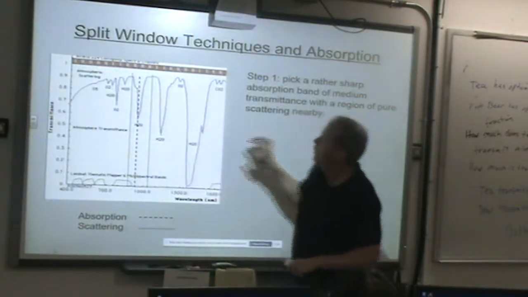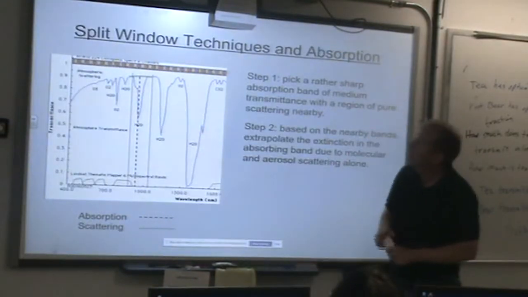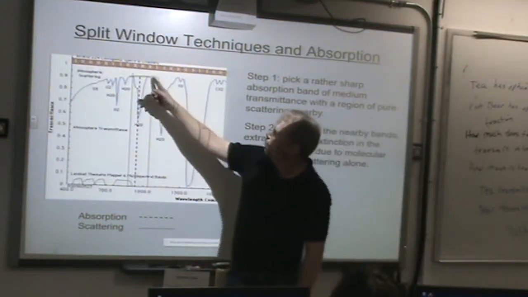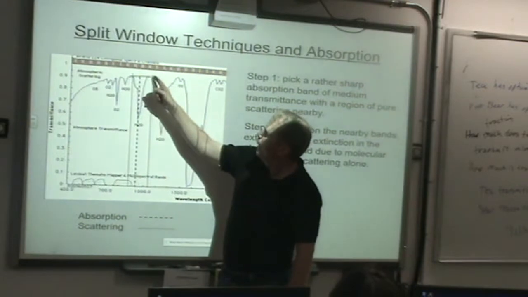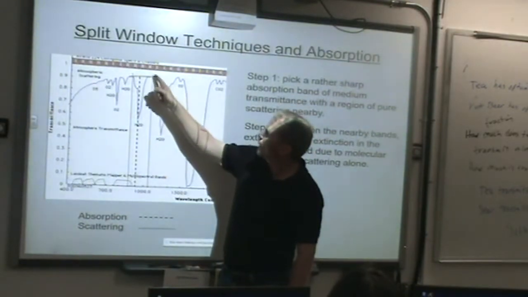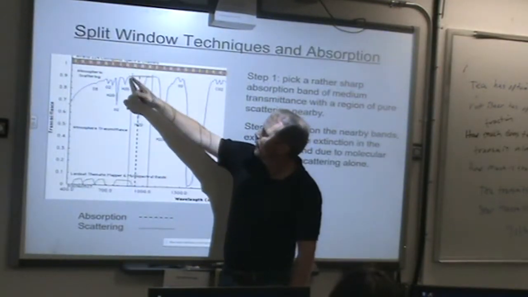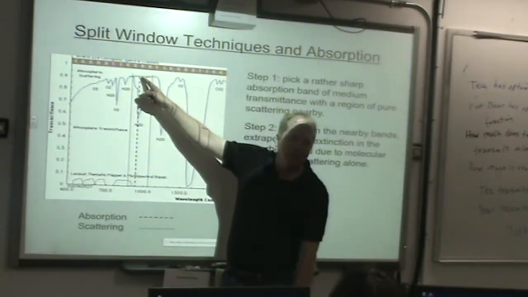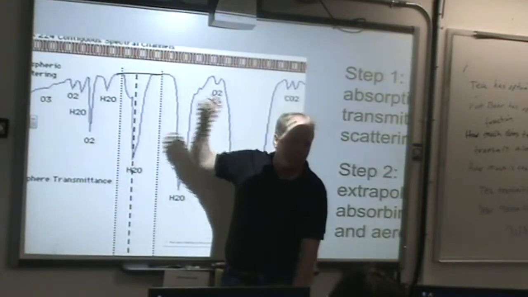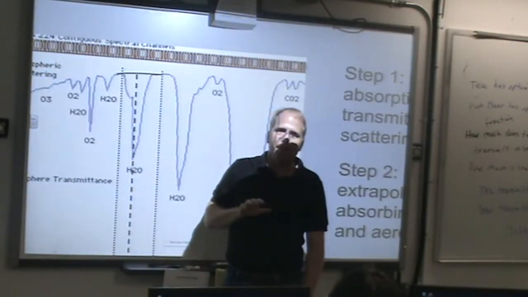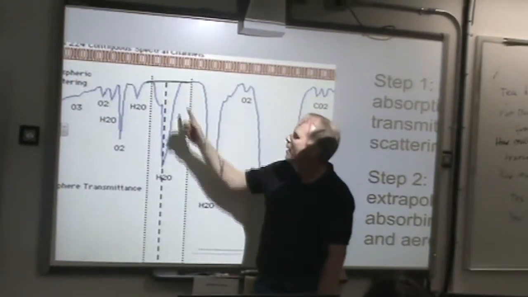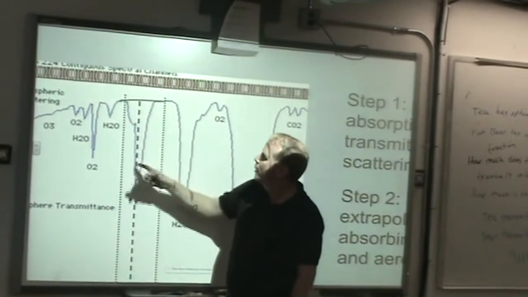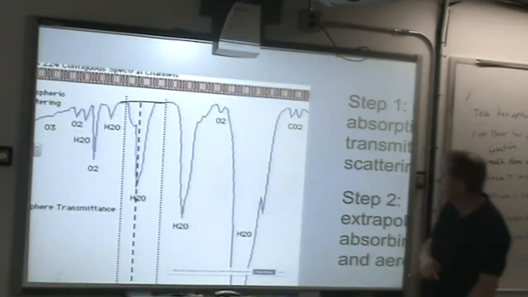We have our scattering nearby. Now what we can do is interpolate in between. I mean, we can measure how much light is being transmitted here and there. We can interpolate how much light should be coming through there if there were no absorption. Does that make sense? So we're just going to figure out how much is going to be going from there.